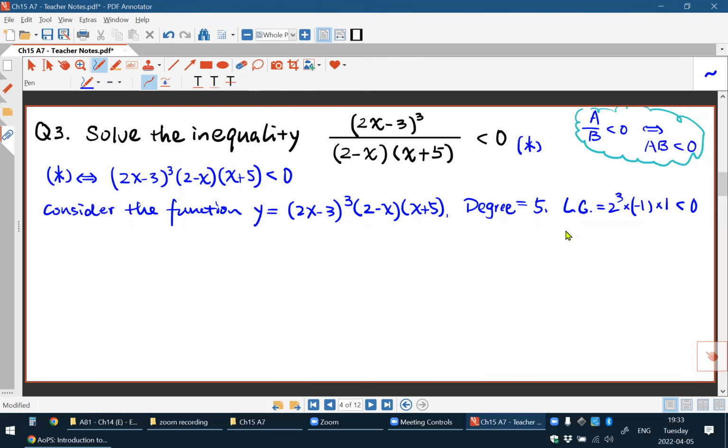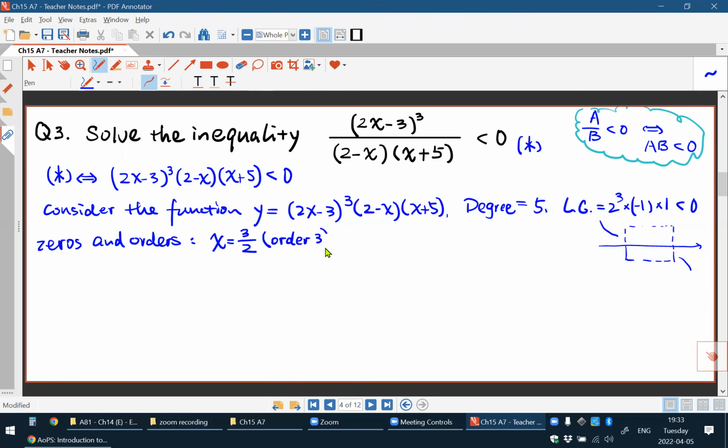If the degree is 5, which is an odd number, and the leading coefficient is less than 0, then this function will have an end behavior like this, right? Then the behavior in the middle depends on the zeros and their orders. Then let's check its zeros and orders. If we let y be 0, apparently x can be 3/2 with order 3. And x can also be 2, or x can also be -5 with order 1, right?